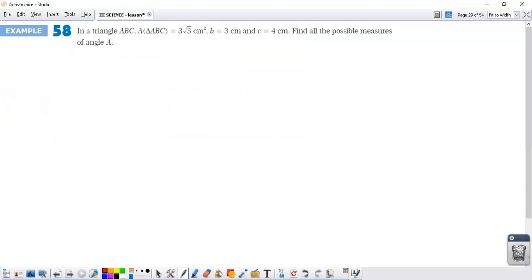For the example, we have a triangle ABC. The area is given as 3 root 3 centimeters squared. Sides b and c are 3 and 4. Find all the possible measures of angle A. Okay.